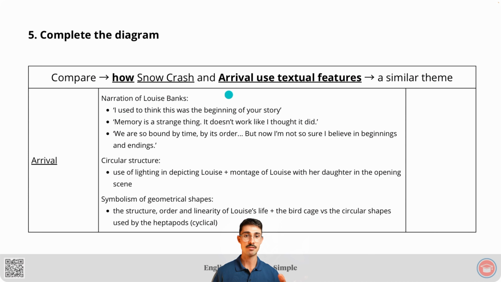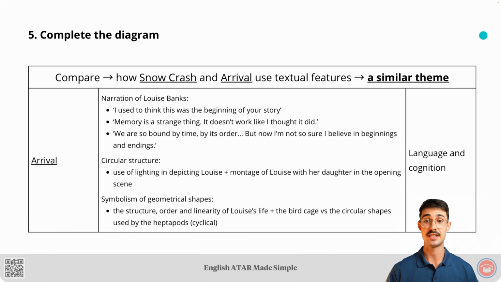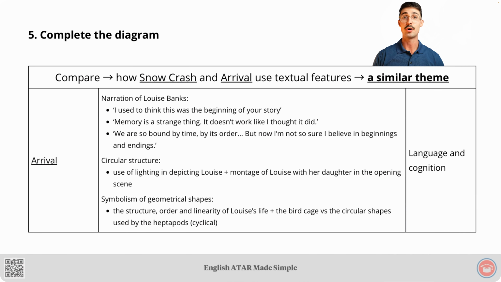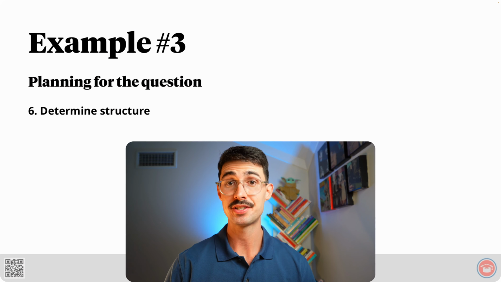So this is how Arrival uses textual features, and the similar theme in this case is language and cognition. Both text themes are similar, satisfying this part of the question because they both refer to language. That is step number 5. Let's take a look at the final step, determine structure, step number 6.